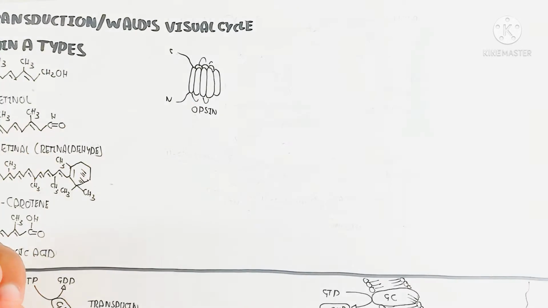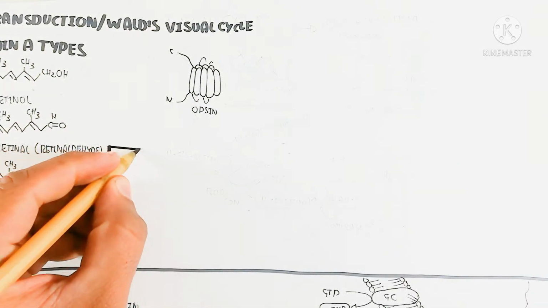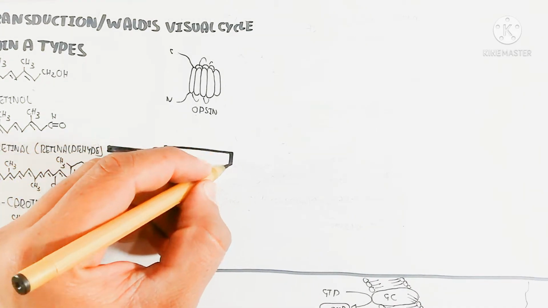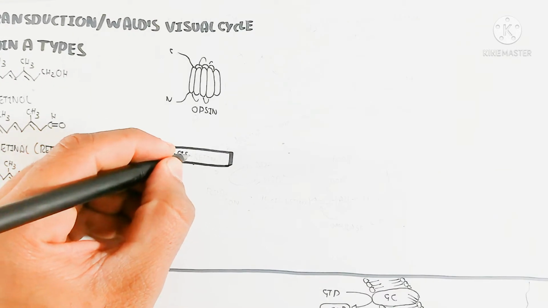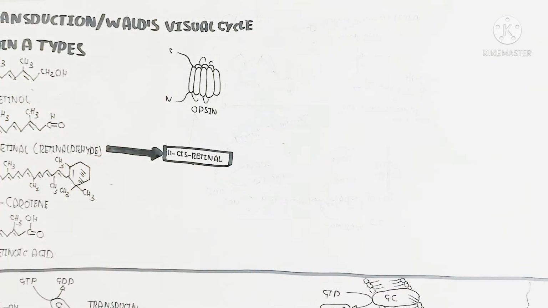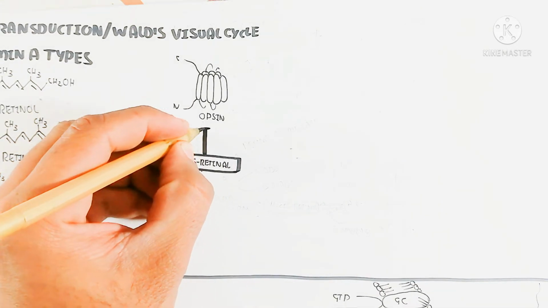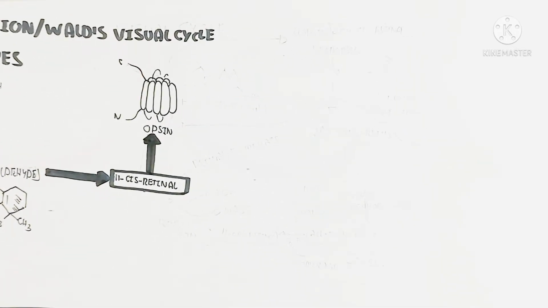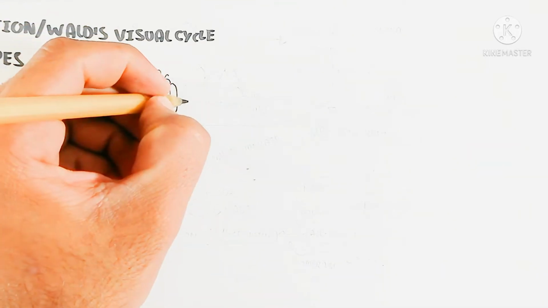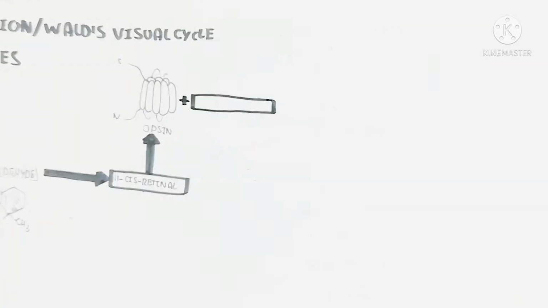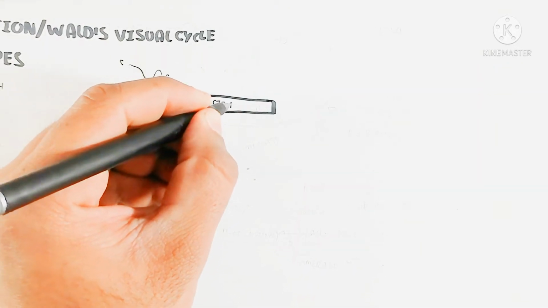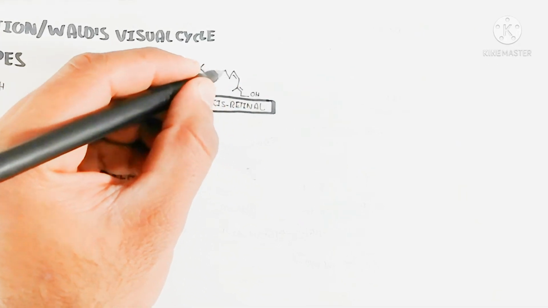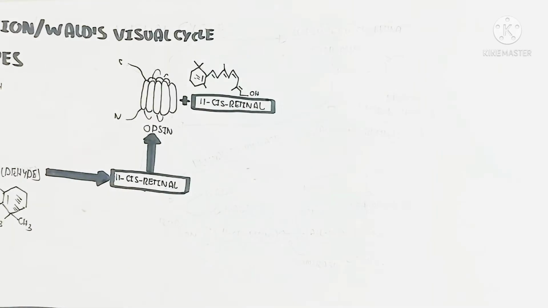So let's begin to understand the opsin. This is the opsin, which is not attached with the cis-retinal, but when 11-cis retinal binds, this is a type of vitamin A. After the 11-cis retinal binds with the opsin, it becomes opsin with 11-cis retinal, which becomes our rhodopsin.